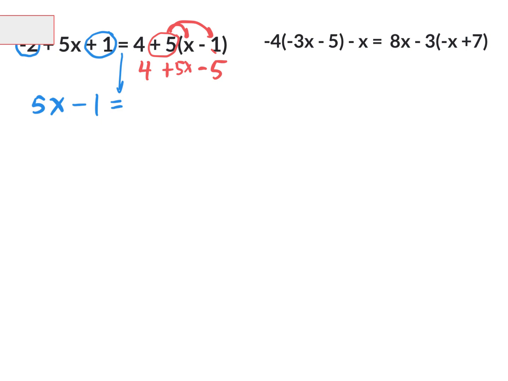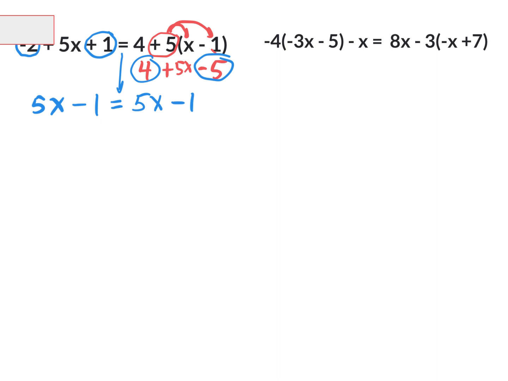So like I said, I can't combine the 5x with anything, so I'm just going to bring that down right next to the equal sign. And I could combine the 4 and the minus 5. You could do this in your head or on the calculator. 4 take away 5 on a calculator is minus 1. And at this point, you could see that this equation has the identical left side to the right side.